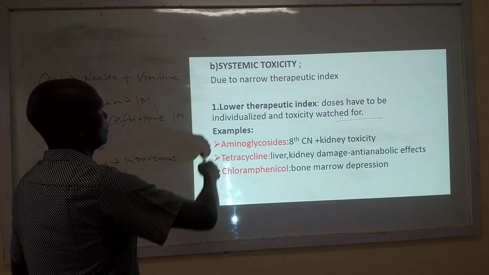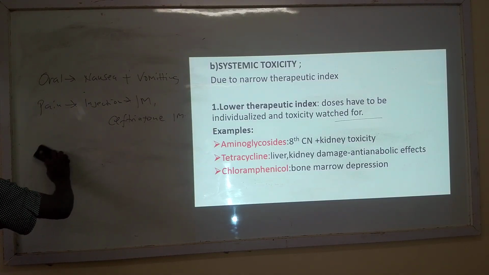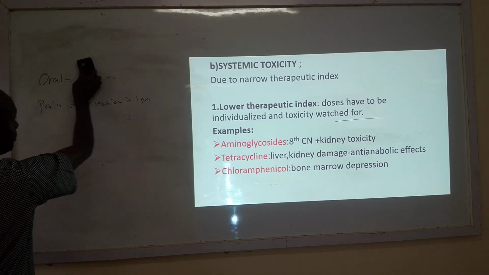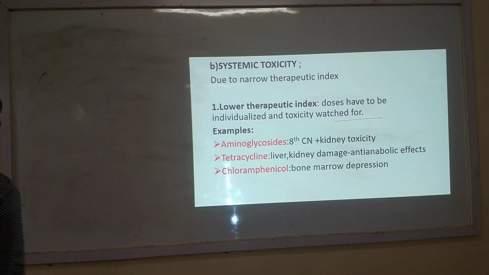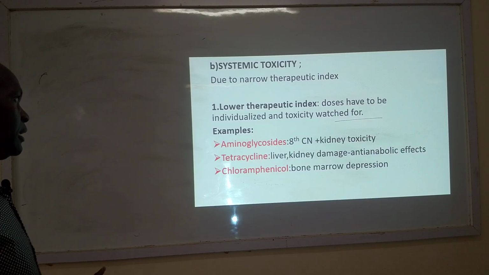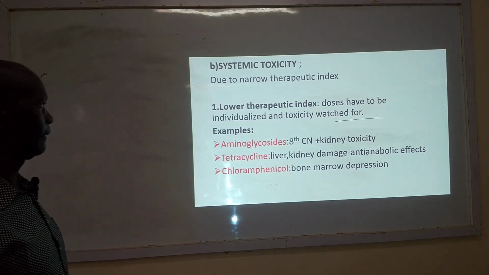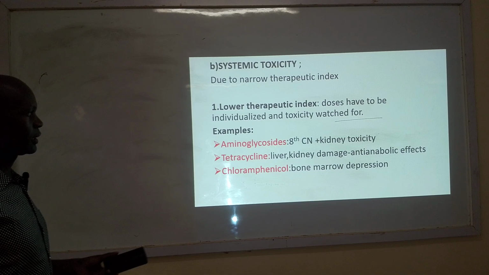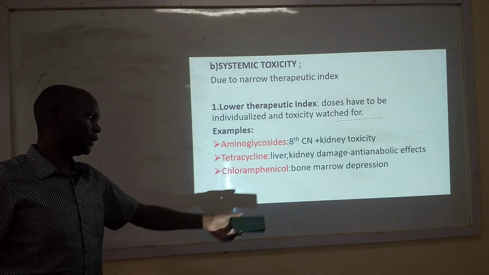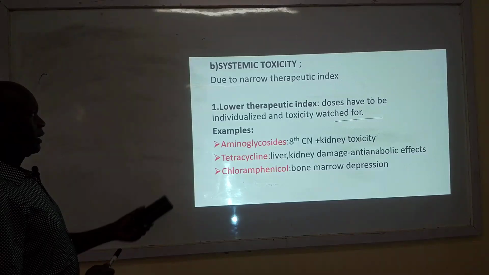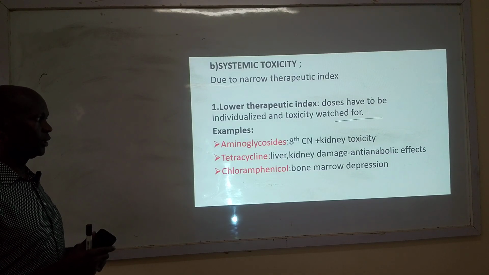Systemically, we can have an issue arising due to narrow therapeutic index. Drugs with a narrow therapeutic index must be individualized, and the toxicity must be watched carefully. Examples of these drugs are aminoglycosides, tetracycline, and chloramphenicol. They have a very narrow therapeutic index, meaning you have to balance the dosage strictly.